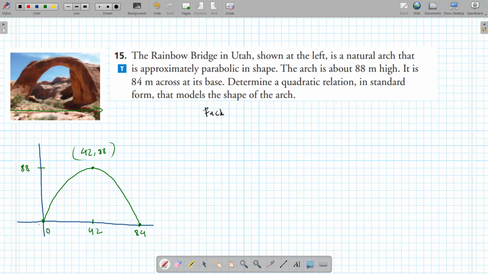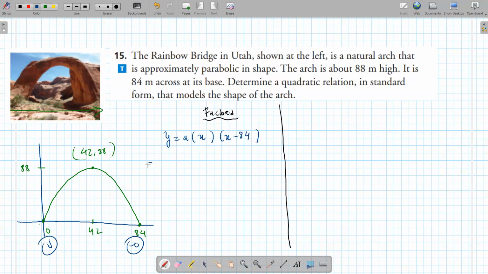If you use the factored form, what is your equation? y equals a, right? We know this is s, we know this is t. So x minus s becomes x minus 0, or just x. What's the other bracket? In factored form, it's x minus t. x minus 84.